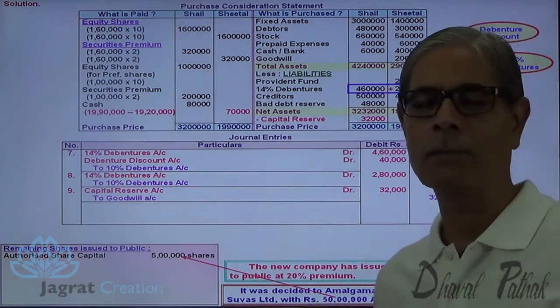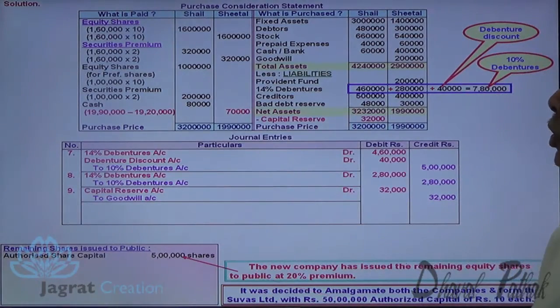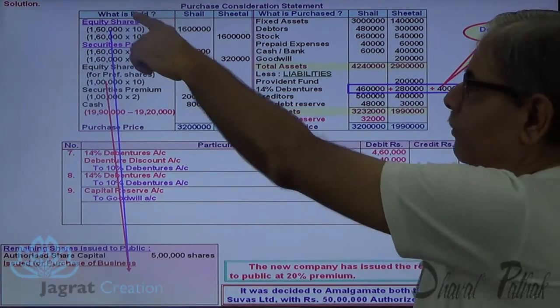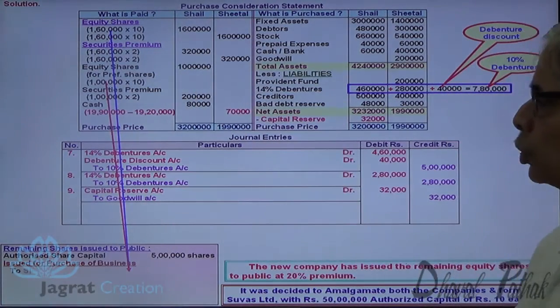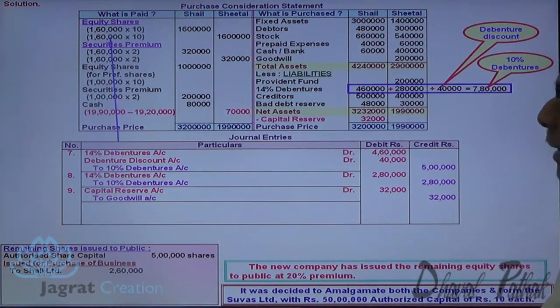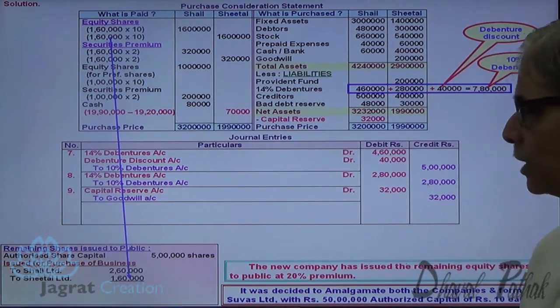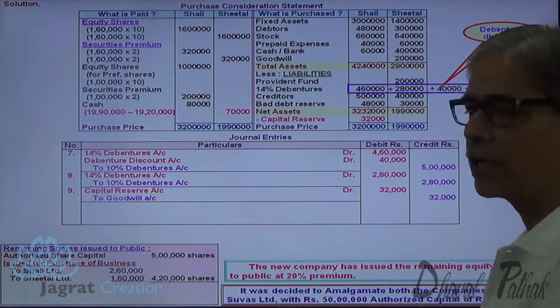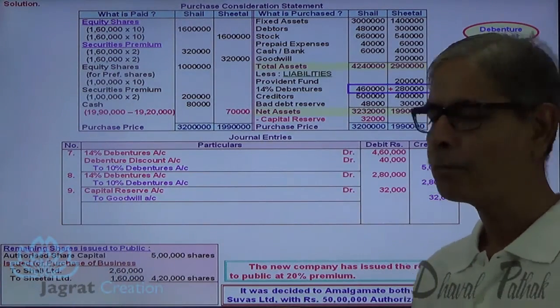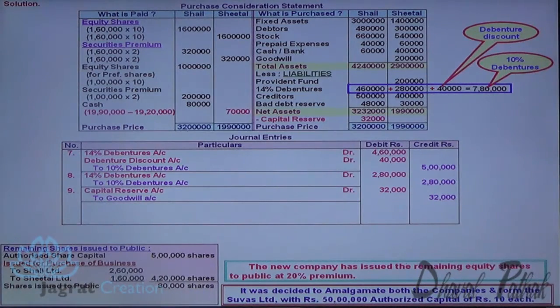How many shares are given for purchase of business? To Shail Ltd, the equity shares are given for equity shareholders and preference shareholders. So 2,60,000. Here to Sheetal Ltd, equity shares are given for equity shareholders. So these are the total number of equity shares given for the purchase of business. What are the remaining shares? Remaining shares are 80,000. They have been issued at 20% premium. So exchange value is 12.